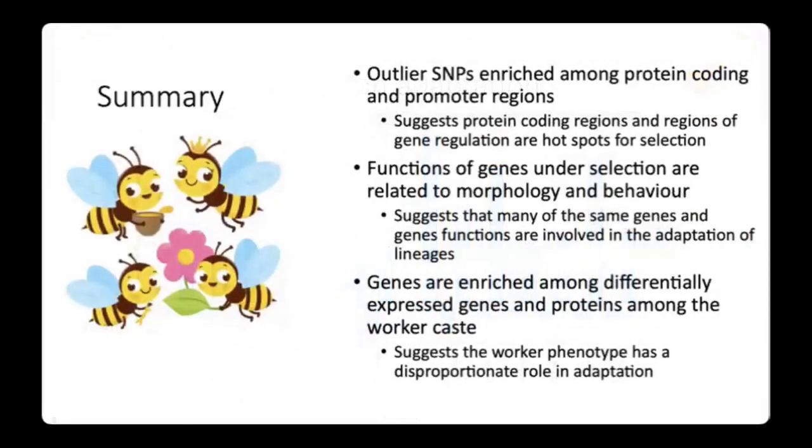So in summary, we find that outlier SNPs are enriched among protein coding and promoter regions, which was significant among most lineages, suggesting that protein coding changes in gene regulation are hotspots for selection. We also discovered that the functions of genes under selection were associated with colony-level traits such as aggression and pathogen response, suggesting that many of the same phenotypes are involved with adaptation among lineages. And then finally, genes under selection are enriched among differentially expressed genes and proteins among the worker caste, suggesting that the worker phenotype has a disproportionate role in adaptation among Apis mellifera lineages.